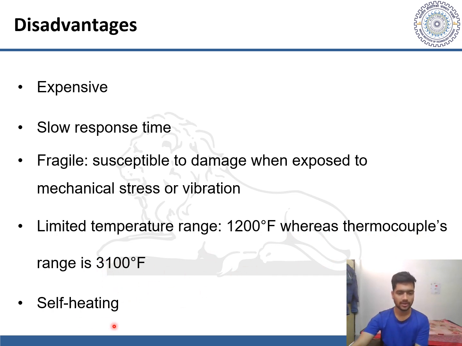Also, the self-heating effect of the RTD is a limitation, as we need to detect the temperature of the environment. But when current is passed through a conductor, its temperature increases, so it measures the desired temperature change plus its own self-heating effect. This can be reduced by limiting the input current in the RTD to 1 milliampere.